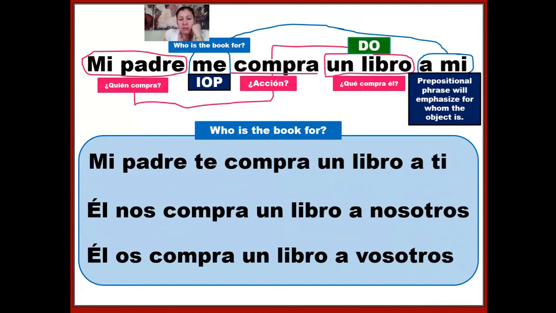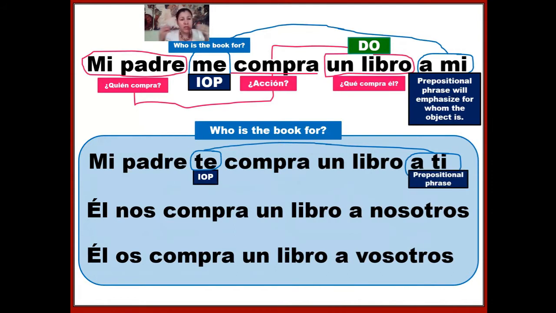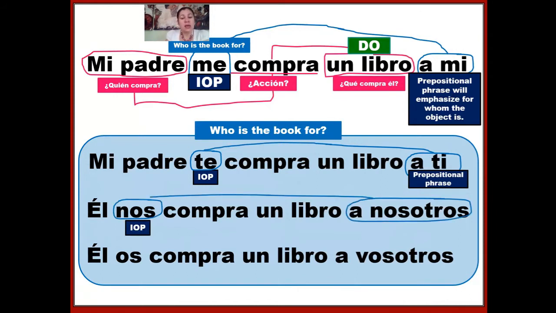Mi padre, now let's find out for whom is the book. Mi padre te compra un libro a ti. It's for you. So we have a different indirect object pronoun, and the prepositional phrase changes to a ti because they go one-on-one. They correspond to each other. Next one: él nos compra un libro a nosotros. Who is the book for? It's for us, and we emphasize that by saying a nosotros.